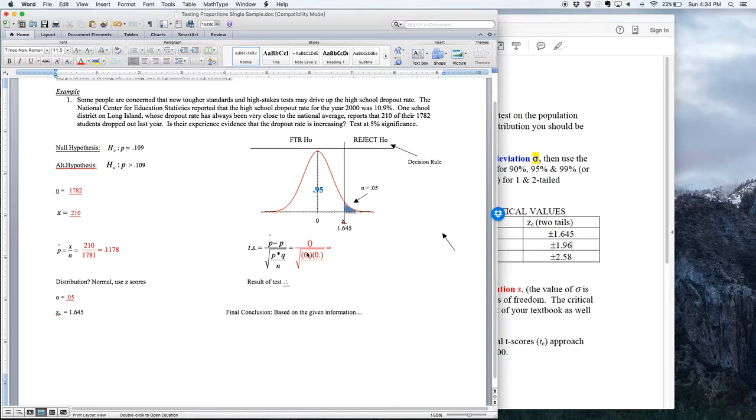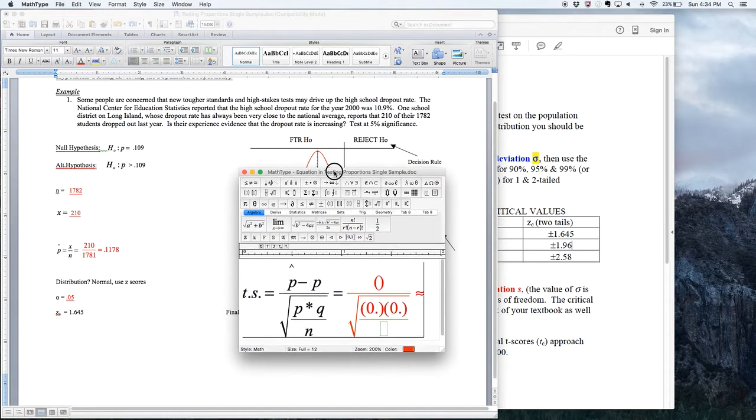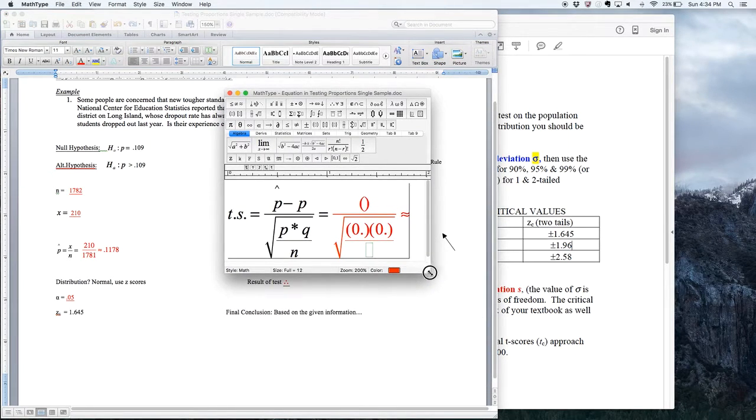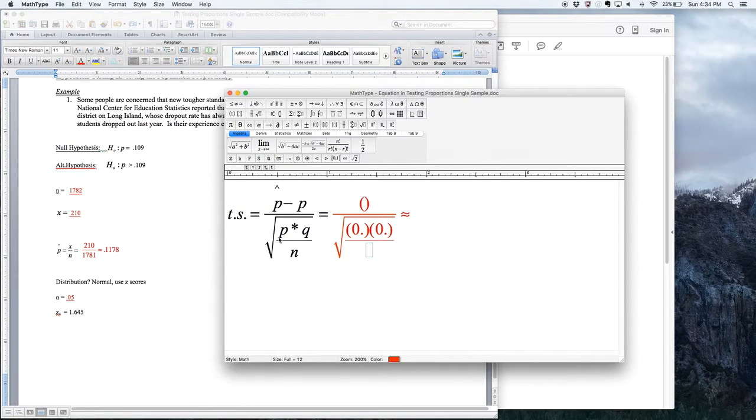All right, so let's go ahead and pop this information in here. All right, so here's the testing statistic formula. All right, so p hat, we got it. There's p hat. That's the sample percentage. In other words, remember, that's the thing that's being used to compare to the p. All right, it's 0.1178.